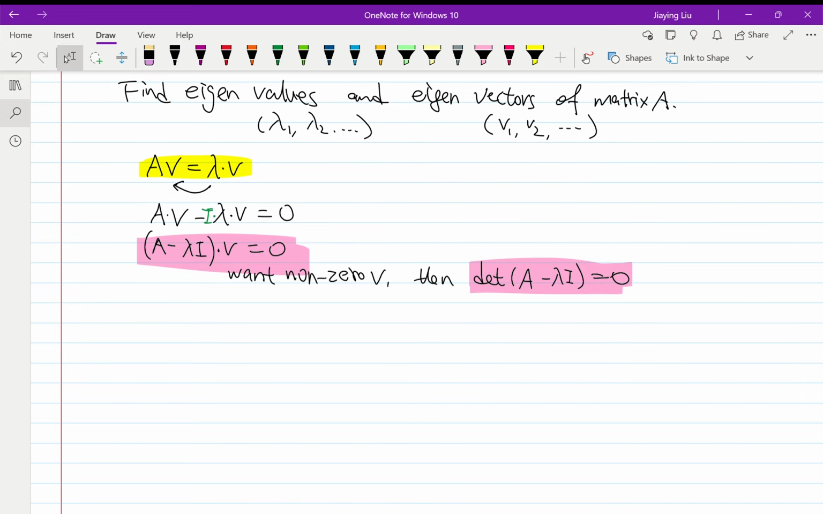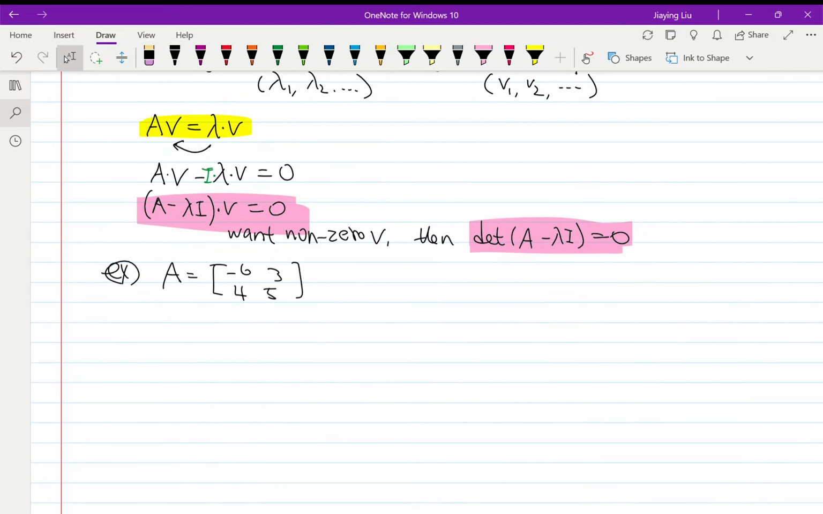So let's take an example. Let's say A equals negative 6, 3, 4, 5. It's a 2 by 2 matrix. And we want to find the eigenvalues and eigenvectors from this matrix. Let's find the eigenvalues first. So step 1.